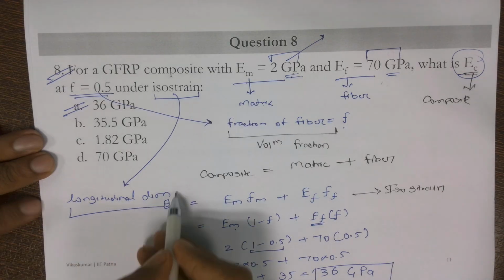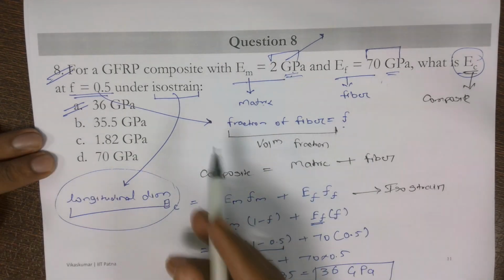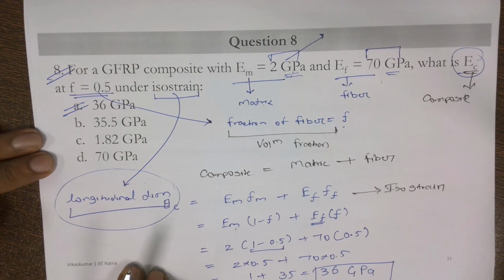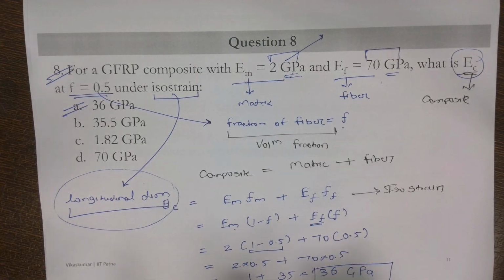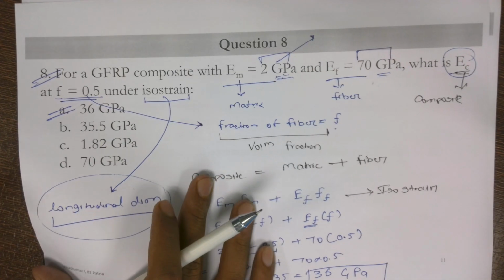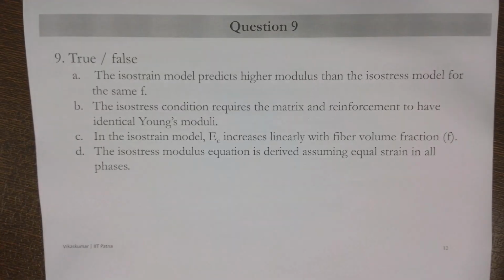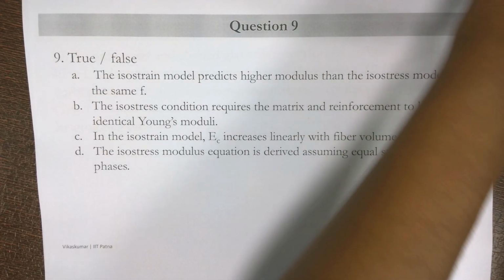Okay, if this word has been mentioned in your question, it means that the isostrain condition is there. If it is transverse, then it is the isostress. We know they both differ from each other. Let's do this true and false question.